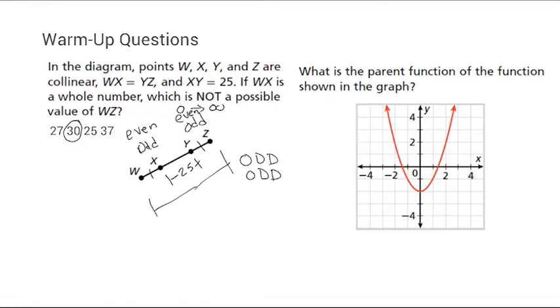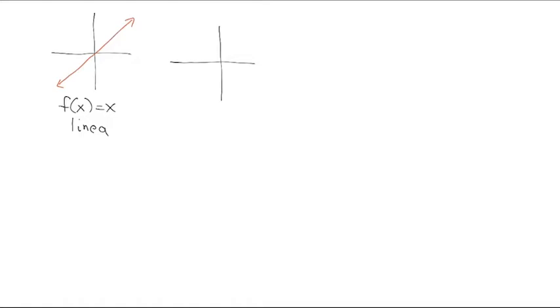Second one. What is the parent function for the function shown here? And that is our x squared graph. So I am going to add a slide. We are going to get more into these later this year, but I'm just going to draw the parent function graphs really quick. The first one is f of x equals x. This is our linear function, and its graph is the 45 degree line that goes through the origin. The next function is f of x equals x squared, and its graph is the parabola that has a vertex at the origin. So this is our quadratic function.